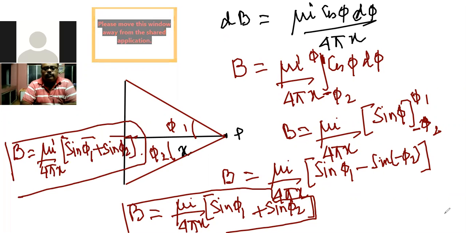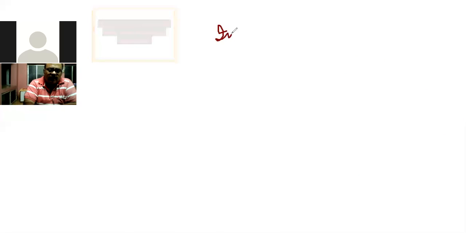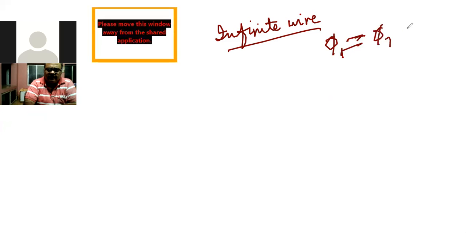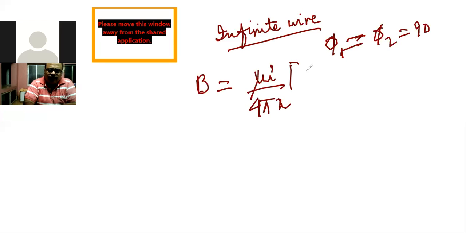Now one thing I would like to tell you, this is for a finite wire I have taken. Now suppose the wire was infinite. If the wire was infinite, then children, phi 1 is equal to phi 2 is equal to 90 degrees. So the magnetic field is equal to mu I by 4 pi x, sine of 90 degrees plus sine of 90 degrees.